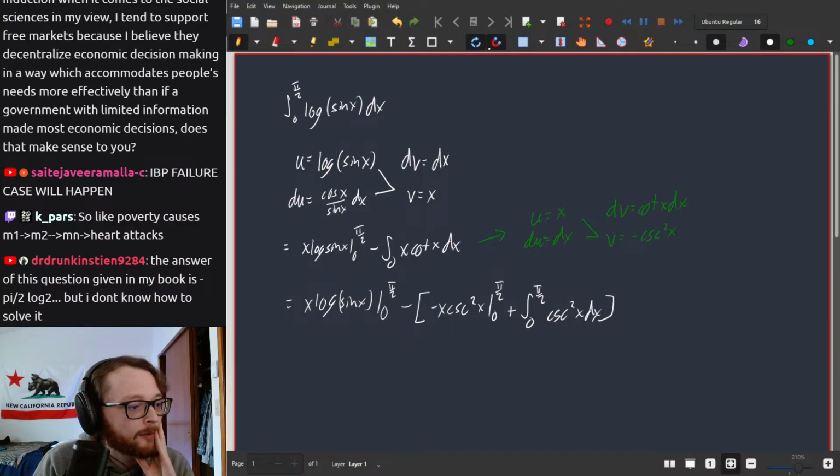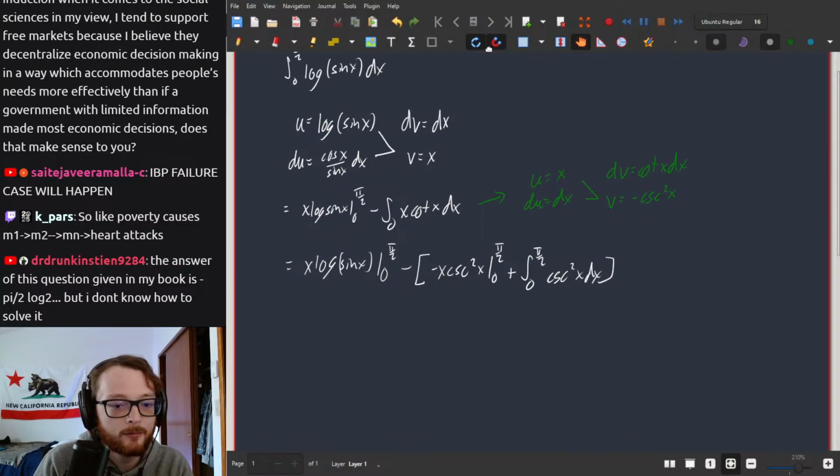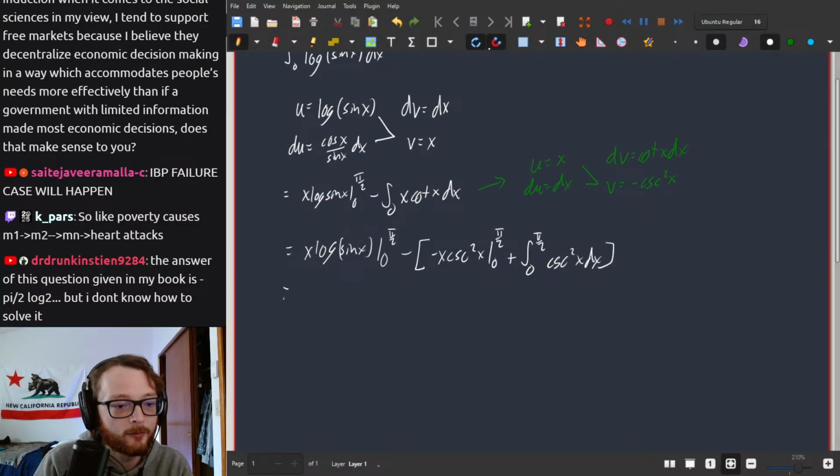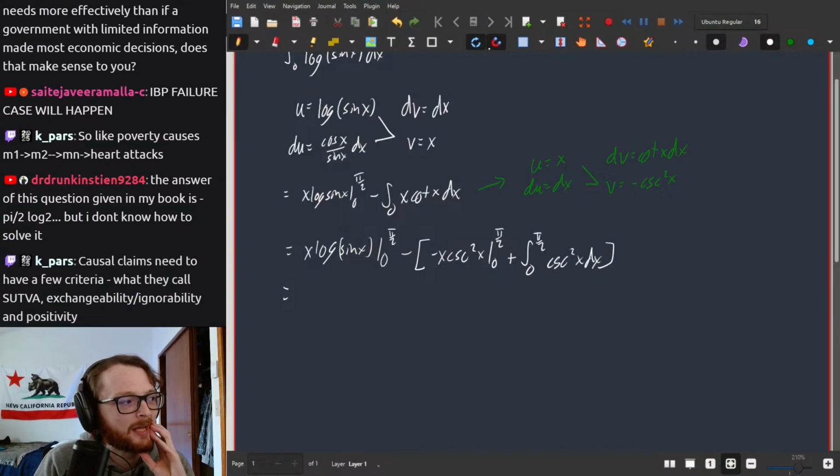IBP failure case will happen? I don't think it's happening. I don't know there was a failure case. Mediation is when you have a complex causal path and observed association to explain through. The answer to this question given in the book is minus pi over 2 log 2? I would be very surprised if we don't get something that diverges.